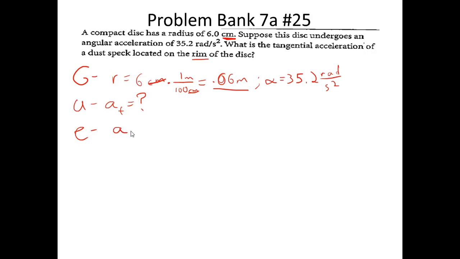And our equation, nothing new here. R times alpha. So 0.06 times 35.2, 2.1 meters per second squared.